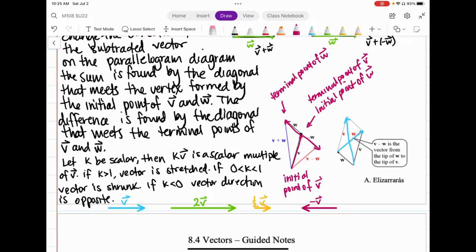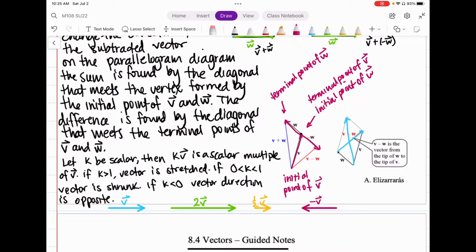So I've drawn 4 vectors here. Vector v is our original blue vector. Twice v is shown with the green vector. Half of v is shown with the yellow vector. And negative v is shown with the pink vector.